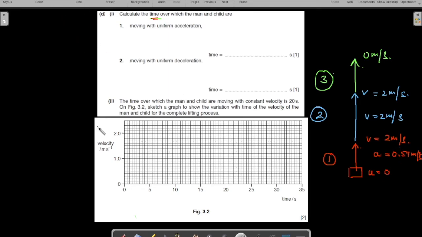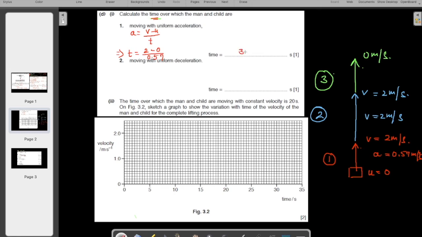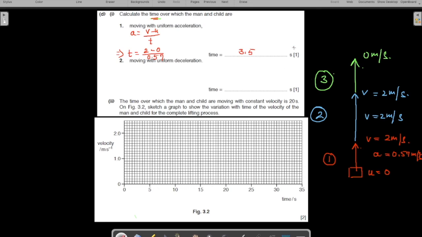Which formula does make sense? It is simply the formula for the acceleration: a is equal to (v minus u) over t, which implies that t is equal to (v minus u) over a. What is v? v is 2, minus 0, over 0.57. Now you'll have to do it in your calculators and you should be getting a correct answer, which is 3.5 seconds. Alright, so this was an easy question, just a 1 mark question.